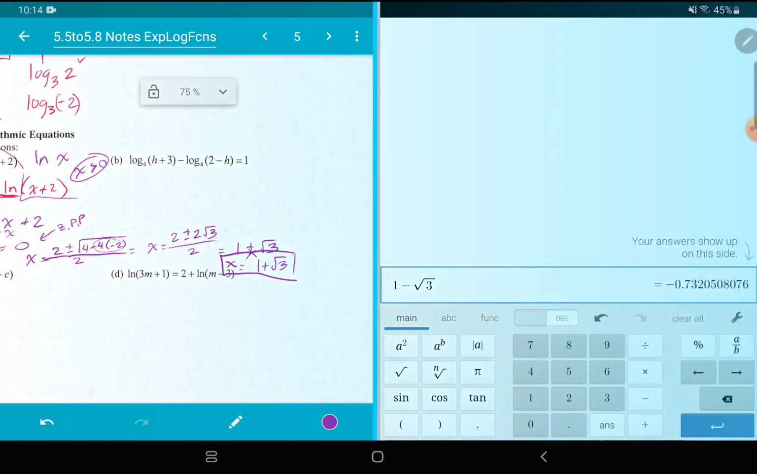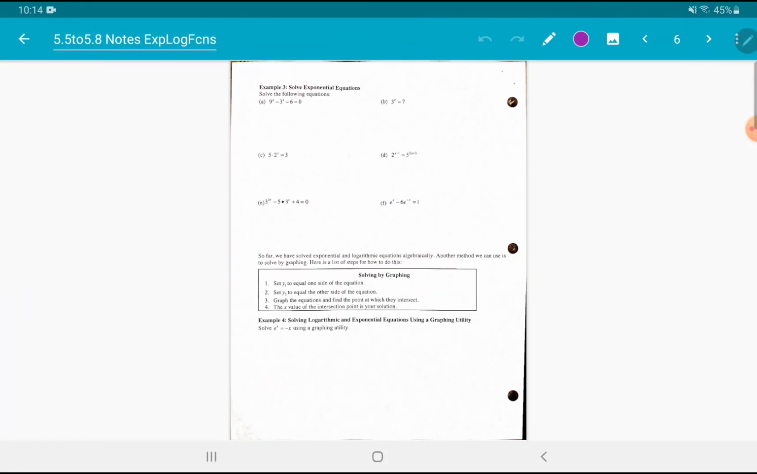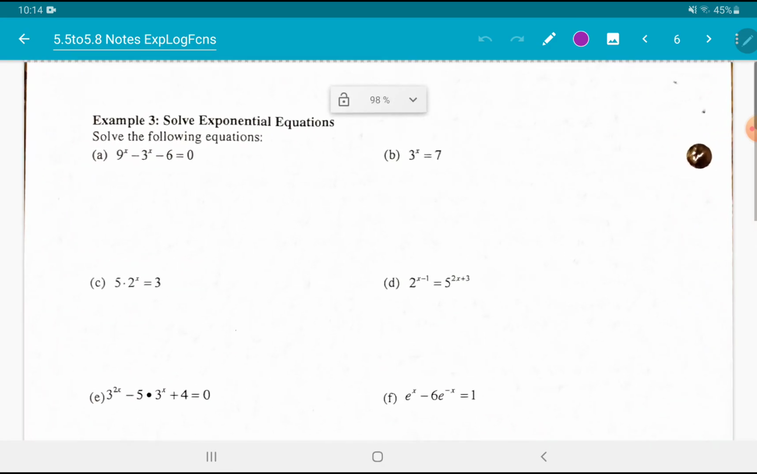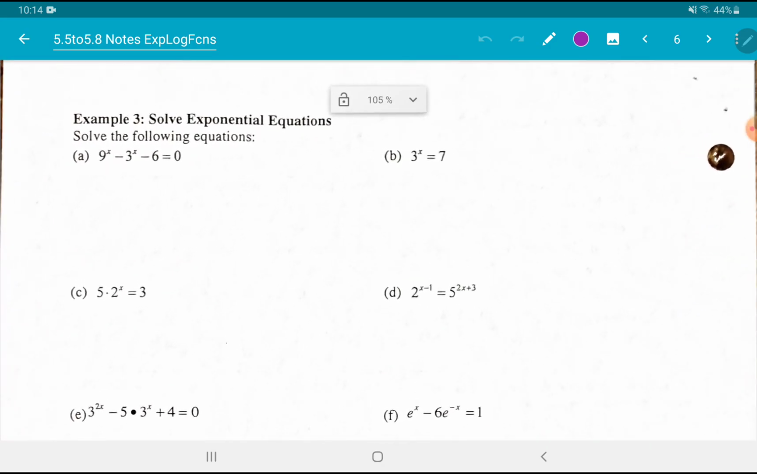Okay, all right, let's go on. Example 3. Now we're going to solve exponential functions instead of log functions. So let's take a look at which one we should solve. Let's just start with A. That's the first one, right? So 9 to the x minus 3 to the x minus 6.